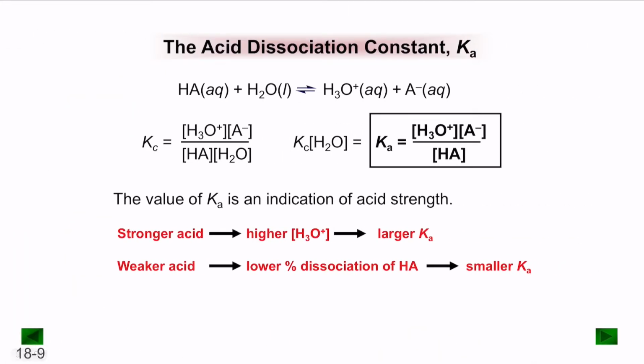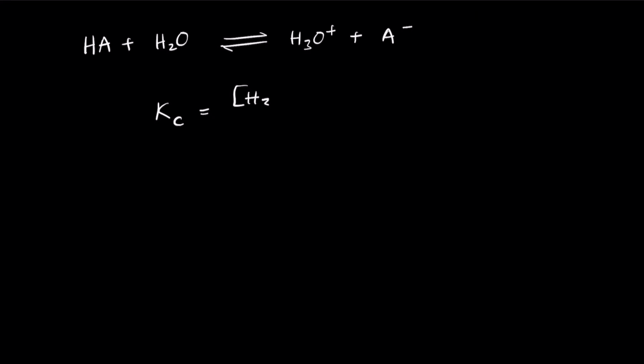Next, let's take a look at another type of constant called the acid dissociation constant, Ka. Let's take a simple definition of an acid. You have HA reacting with H2O to form H3O+ and A-. Now when we write the equilibrium constant, we can write it as the concentration of H3O+ times the concentration of A- over the concentration of HA times the concentration of H2O.